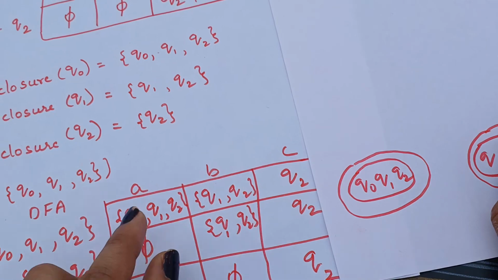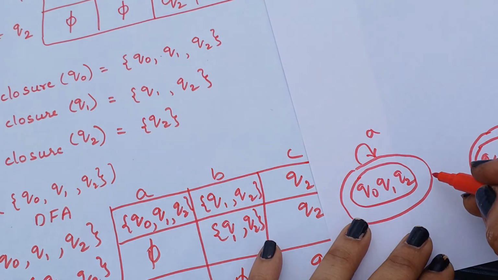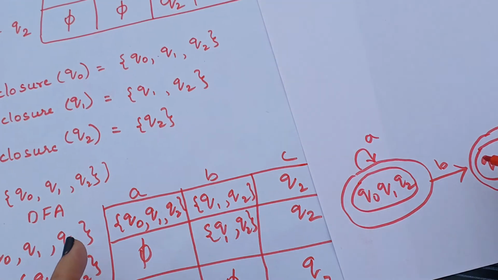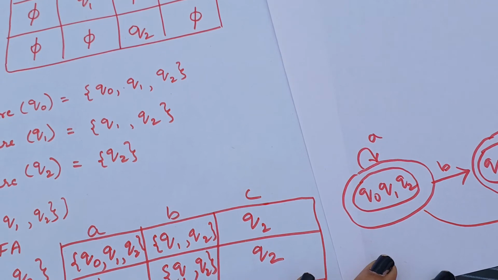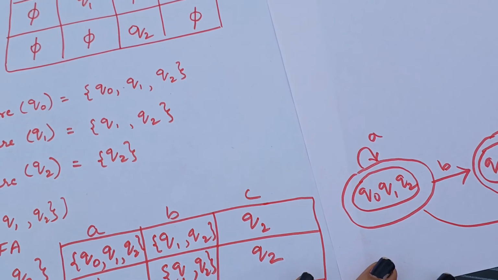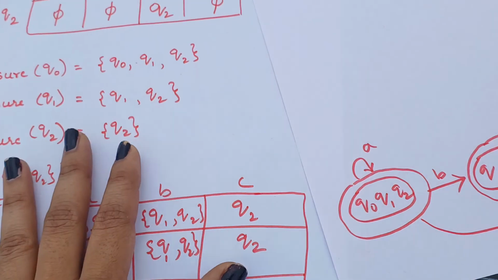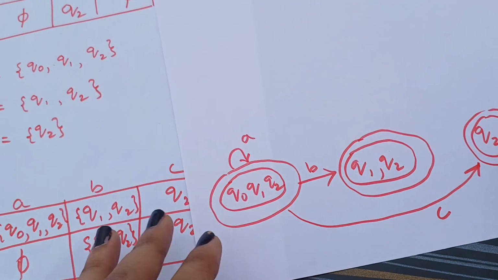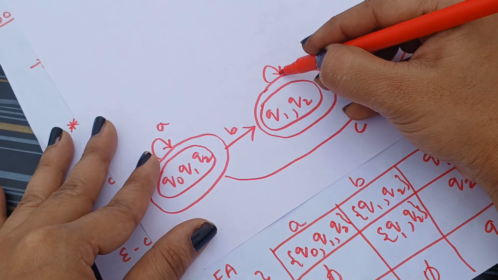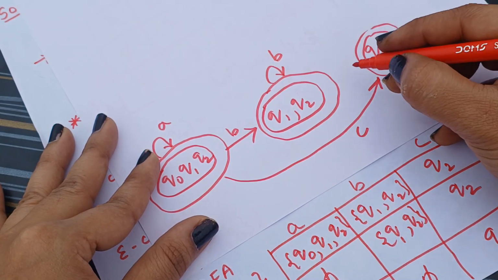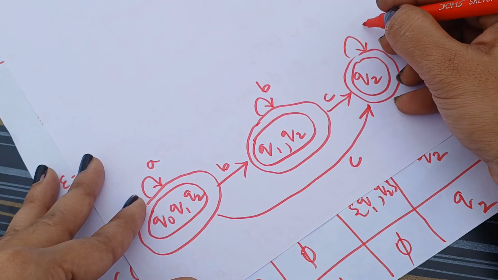Q0, Q1, Q2 on A is going to itself. Q0, Q1, Q2 on B is going to Q1, Q2. Q0, Q1, Q2 on C is going to Q2. Q1, Q2 on A is not going anywhere. Q1, Q2 on B is going to itself. Q1, Q2 on C is going to Q2. Q2 on C is going to Q2. So this is the final DFA.